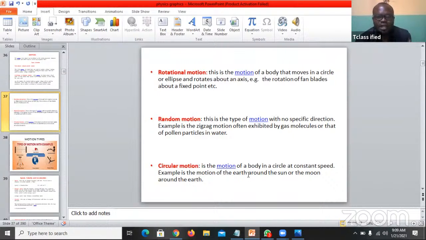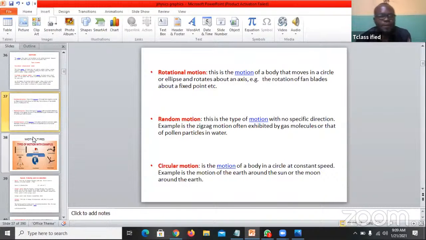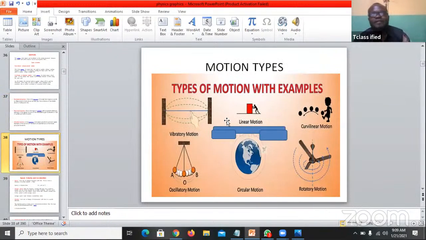Example is the motion of the Earth around the sun, or the moon, which I've given as an example. You can see it moving in a cycle, the satellite moving around the Earth, or the Earth itself moving around the sun. So we'll call it cycle of motion.